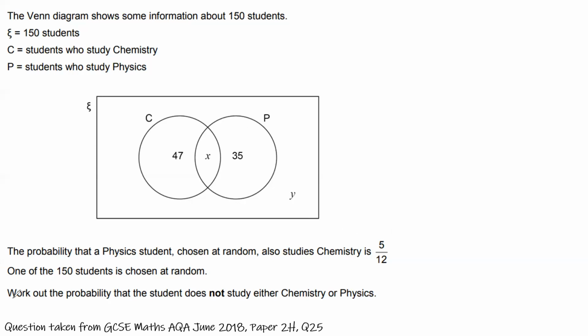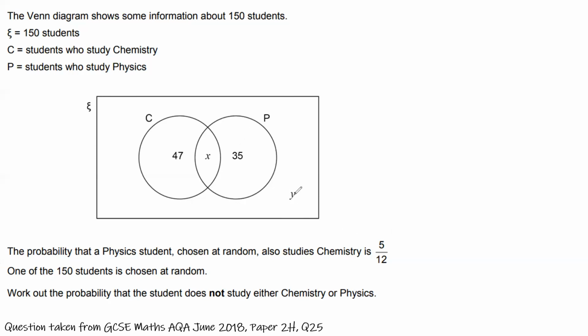And then we've been asked, given one of the students is chosen at random, to work out the probability that the student does not study either chemistry or physics. So this is our Y portion here, the portion around the outside. So they don't study chemistry, they don't study physics. They're in this outside bit here.